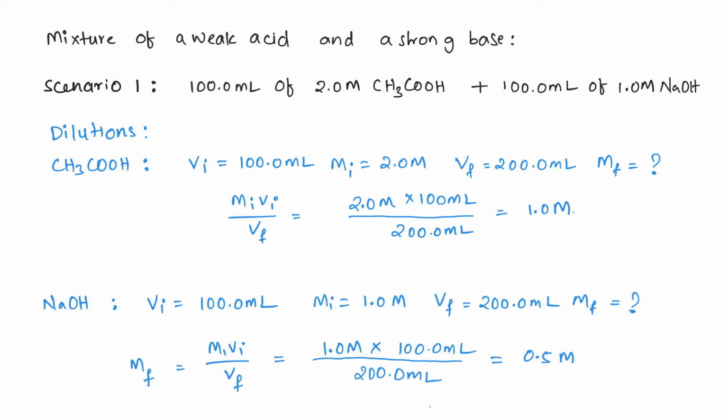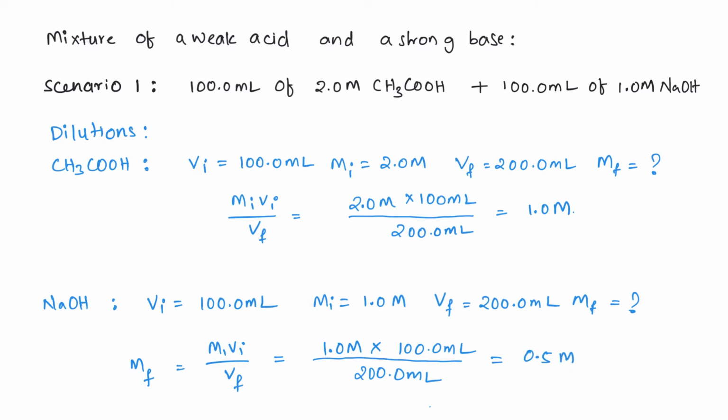Next, we will calculate the final concentration of sodium hydroxide after mixing. The calculation is quite similar, and if we do the math, we get the final concentration of sodium hydroxide as 0.5 molar. So, in scenario 1, the concentration of the weak acid after mixing is greater than the concentration of the strong base after mixing.